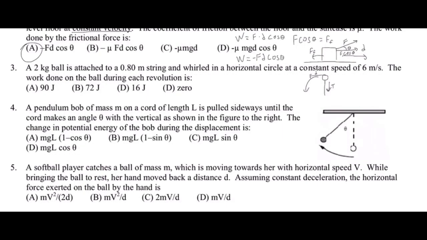All right, question 3. A 2 kilogram ball is attached to a 0.80 meter string and whirled in a horizontal circle at a constant speed of 6 meters per second. The work done on the ball during each revolution is... All right, let's be real. This one might mess people up.